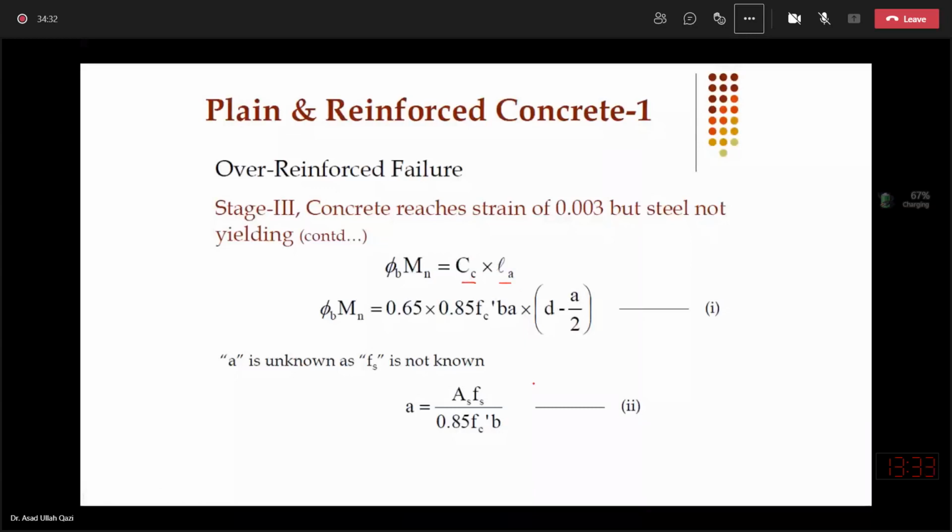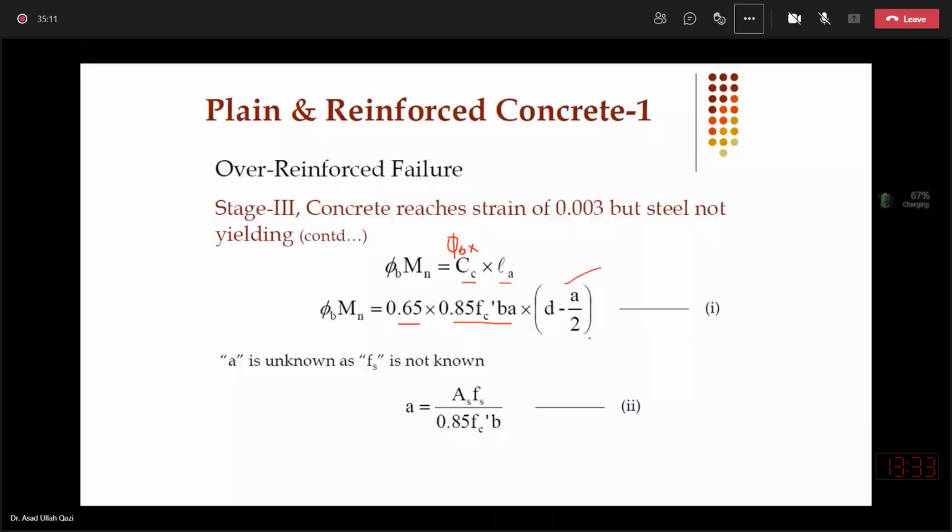And in addition, we will put phi as well. On the left hand side there is a phi, so on the right hand side there should also be phi. Phi B into Cc into lever arm. Now phi B will be 0.65, and I am substituting Cc with Whitney's uniform stress block depth theory based compression force Cc into the lever arm between the internal couple.